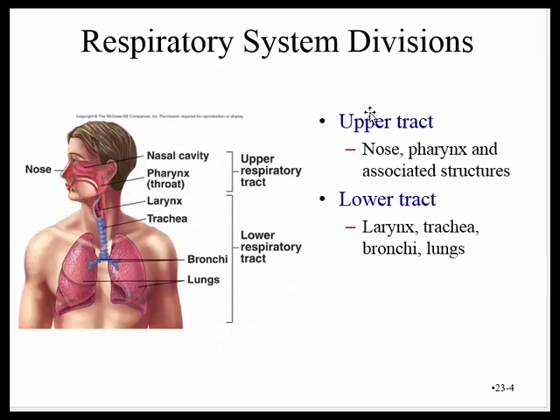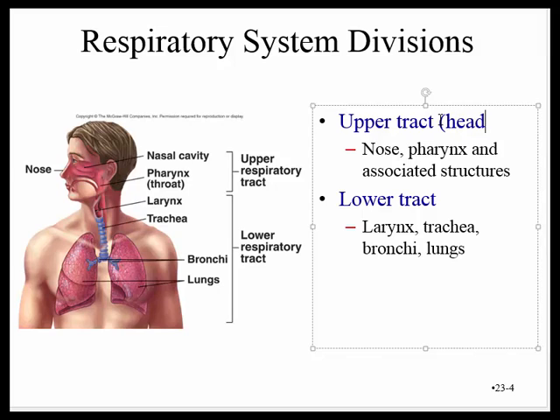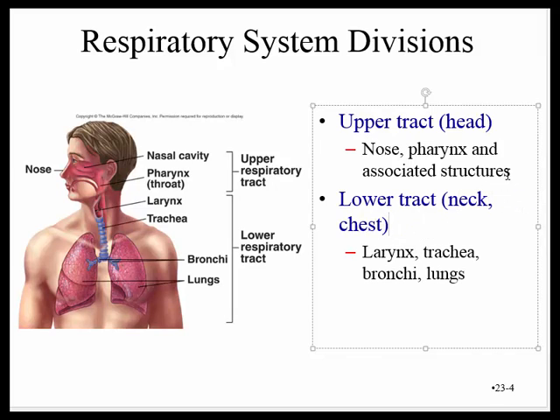In general, we can divide the respiratory system into the upper and lower respiratory tract. Basically, anything above the larynx is considered the upper respiratory tract, so more dealing with our head and upper neck, whereas the lower respiratory tract has to deal more with the structures in our neck and our chest. So the larynx, the trachea, and then our other airways, the bronchi and the lungs.